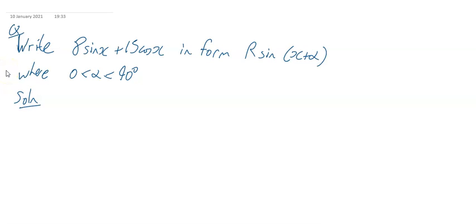Okay, the question says, write 8 sin x plus 15 cos x in the form r sin(x plus alpha), where alpha is between 0 and 90 degrees. So first thing I'm going to do is check if my calculator is in degrees mode. Calculator in degrees mode, happy days, and we're good to go.